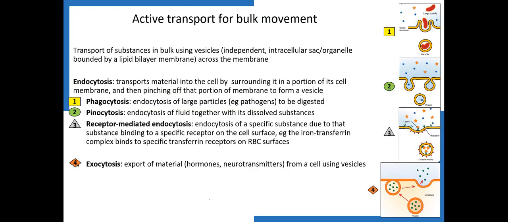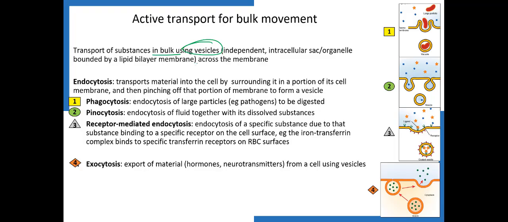The other type of active transport is bulk movement of substances. So substances can move in bulk into the cell or can move in bulk outside the cell. Usually when you transport substances in bulk, it uses packages called vesicles to actually move things across the membrane. And so this is a very efficient way of moving it.